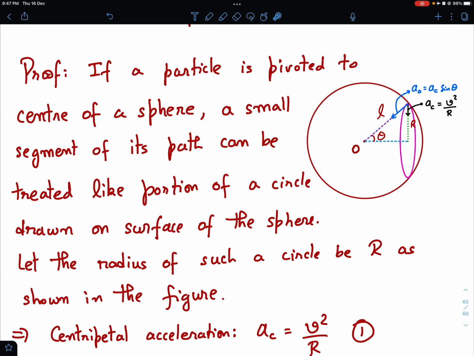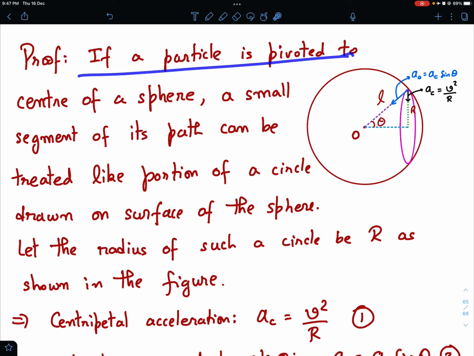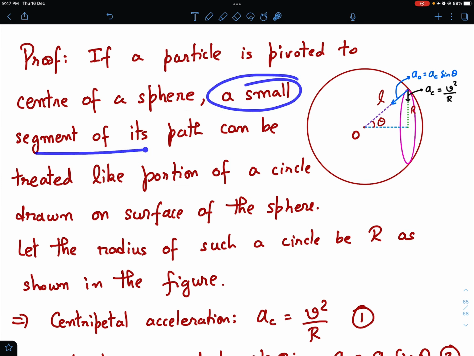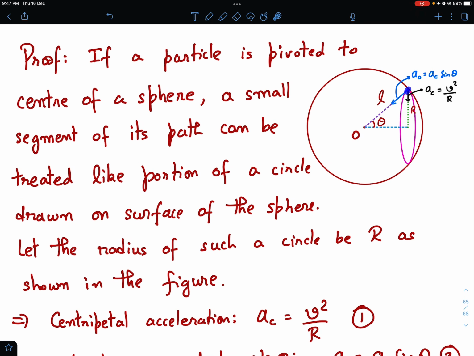So this figure I'll be referring to, and what I've written: if a particle is pivoted to the center of a sphere, a small segment of its path can be treated like a portion of a circle. So for example, if this particle is moving at constant distance from O, then on the surface, let's say it moves a little bit, then whatever its path, a small segment of this path can always be treated as part of some circle lying on the sphere.